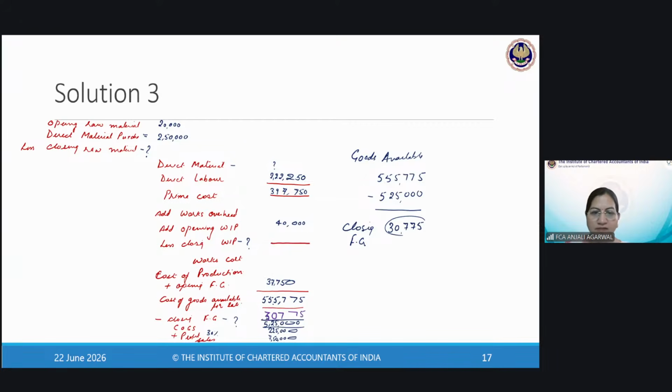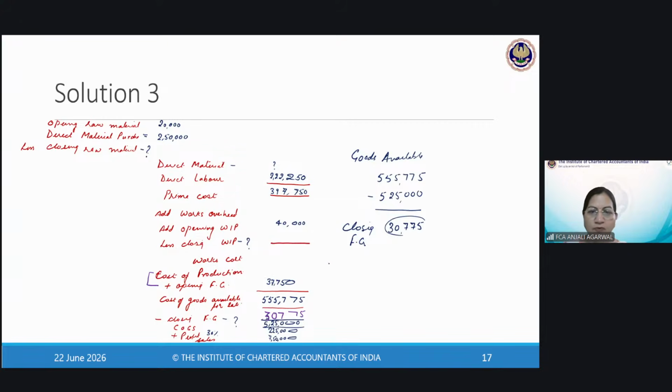3775. And just see 555,775 minus closing finished goods. So cost of goods sold becomes 5,25,000. Okay. So once you have 37,750 as your opening stock, go backwards. Cost of goods available for sale is what? Whatever you've produced plus opening finished goods, which is given.